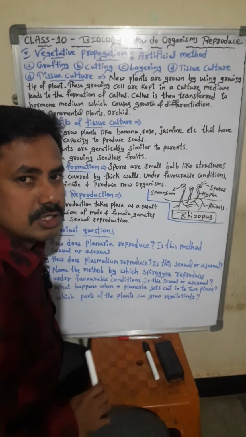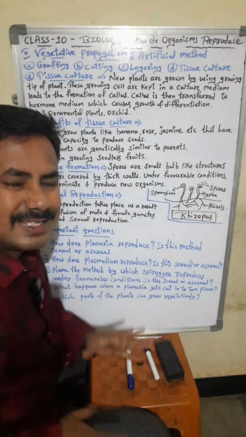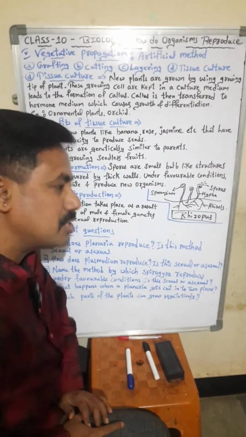Artificially it is done: tissue culture. Okay, how it is done I will tell you in a simple way. I will say it in Hindi so you can understand.